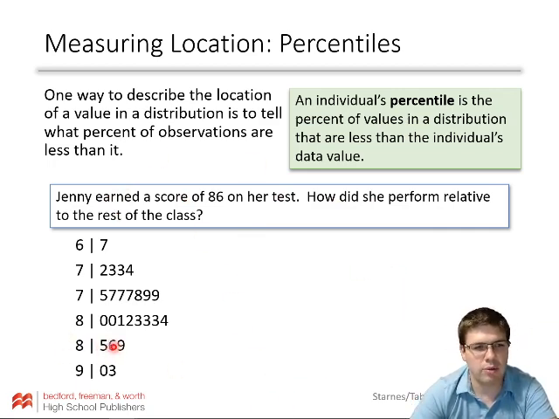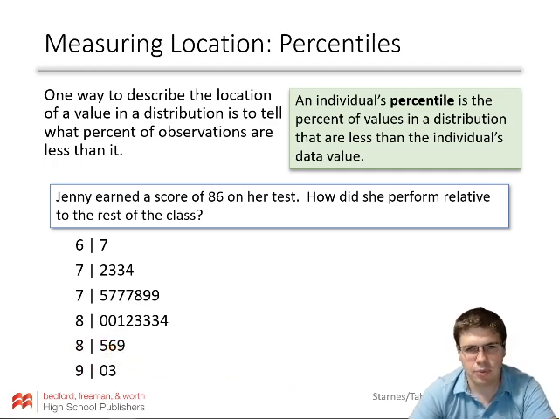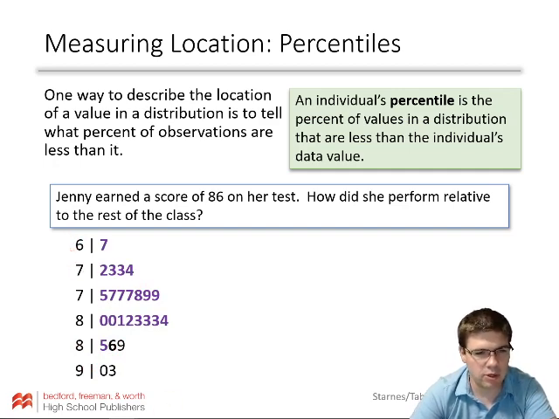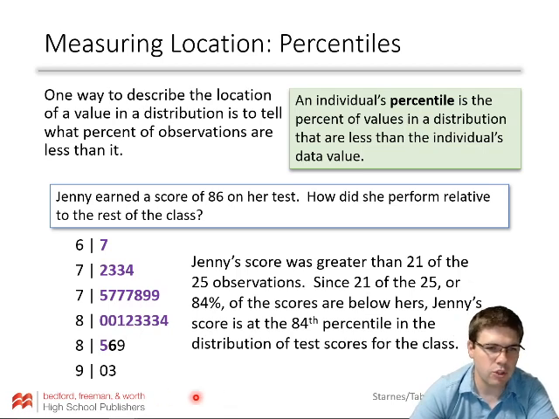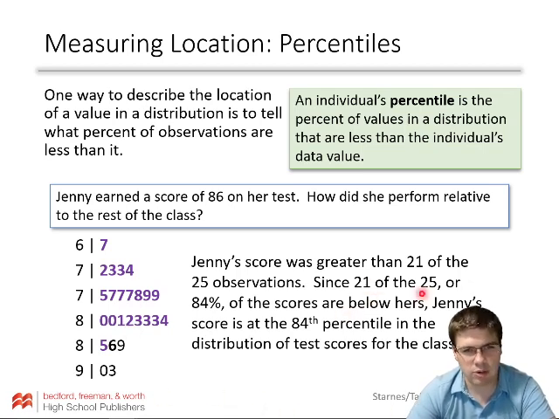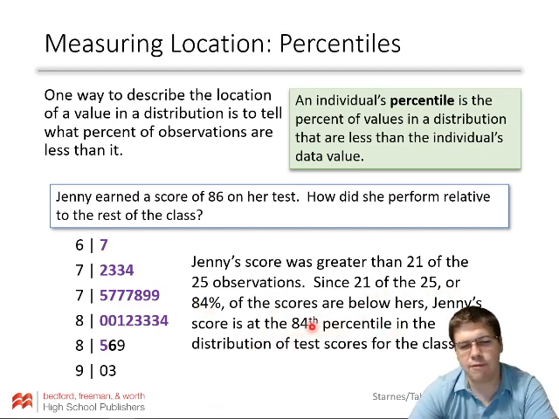So here's her value, this 86. If we count up all the values below it, they're highlighted in purple. We count up each of those. If you pause and count, there are 21 values below her score. So her value is greater than 21 of the 25 observations. And we divide 21 by 25, convert it to a percent, or 84% of the values are below her. Then her percentile is the 84th percentile.